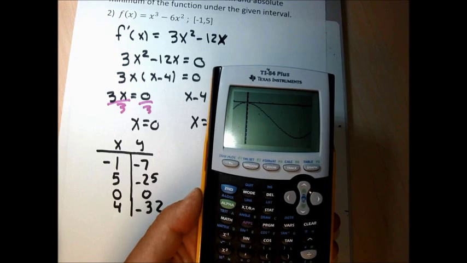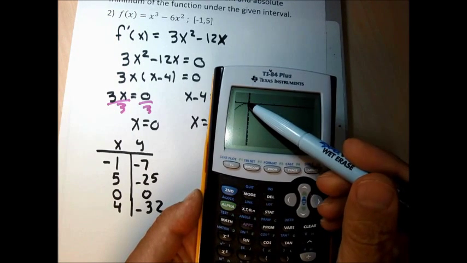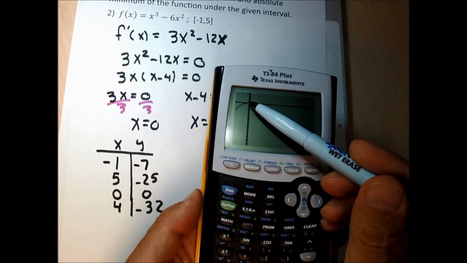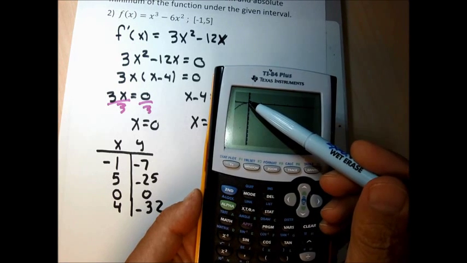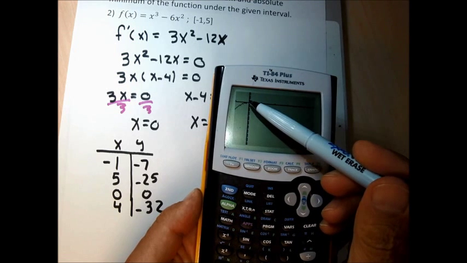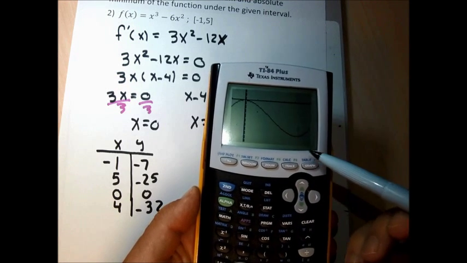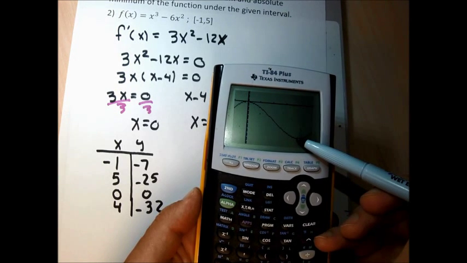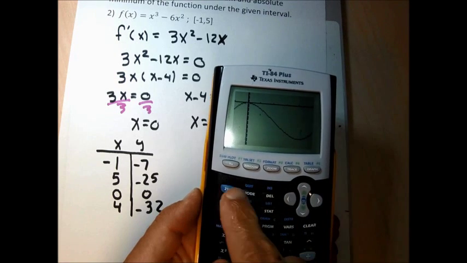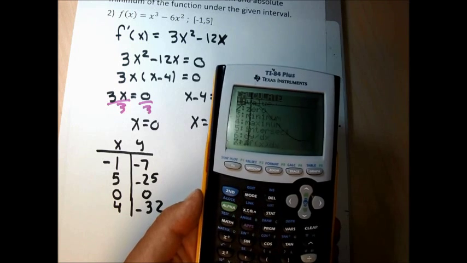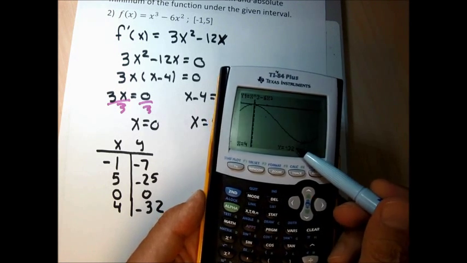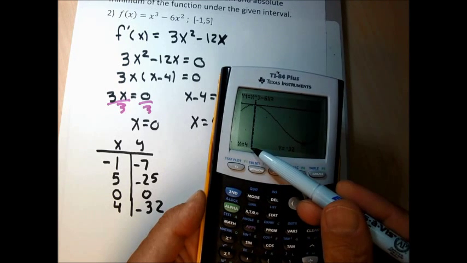So for this function, that point right there is the point 0, 0. That's where the absolute maximum is. There's an absolute maximum of the y coordinate of that point, which is 0, which has an x of 0. And then down here is where the absolute minimum is. That's from the point 4, negative 32, because negative 32 is the smallest y value. So if I do second calc value 4, you'll see that that's the point 4, negative 32. There's an absolute minimum of negative 32 when x equals 4.